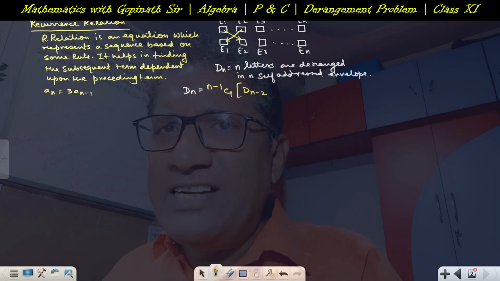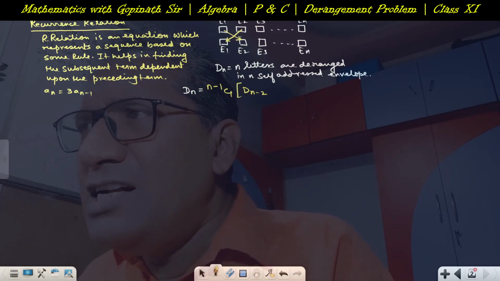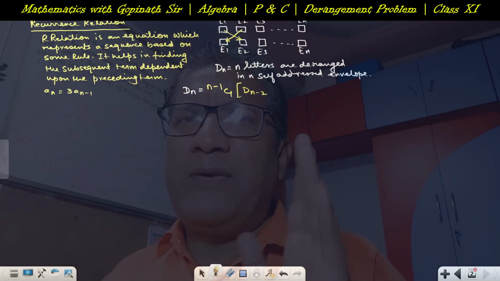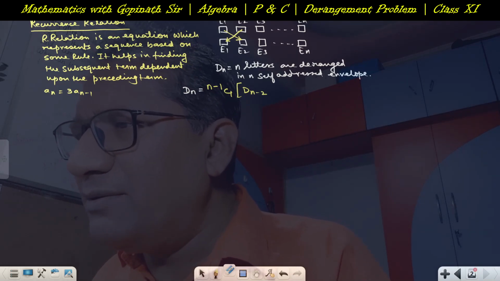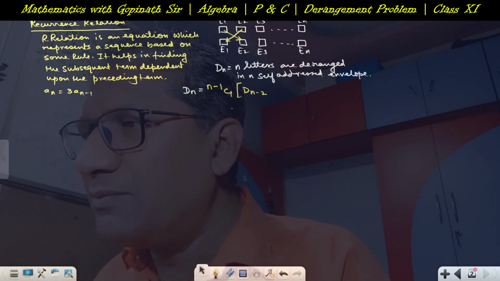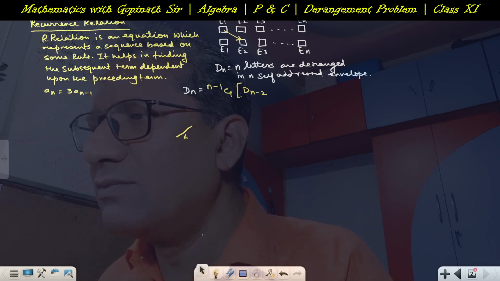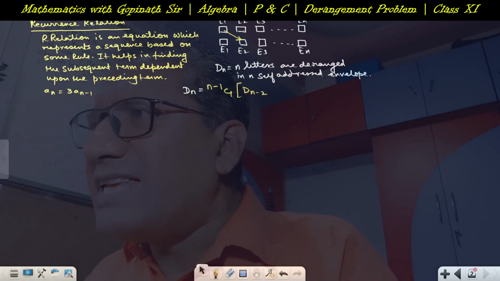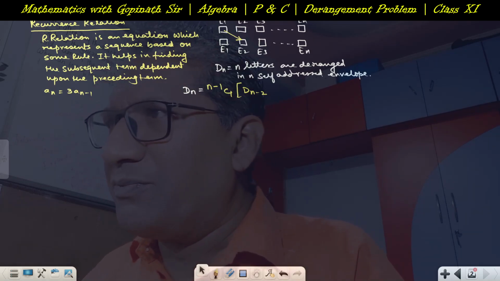And what is the second option? Let us assume that this L2 has not occupied the envelope E1. What I'm saying is that this letter L2 is not placed in E1.